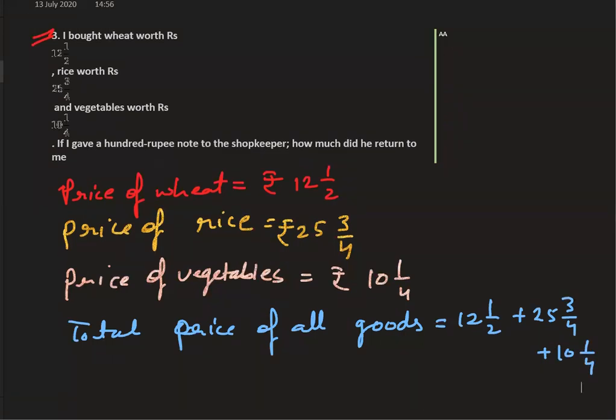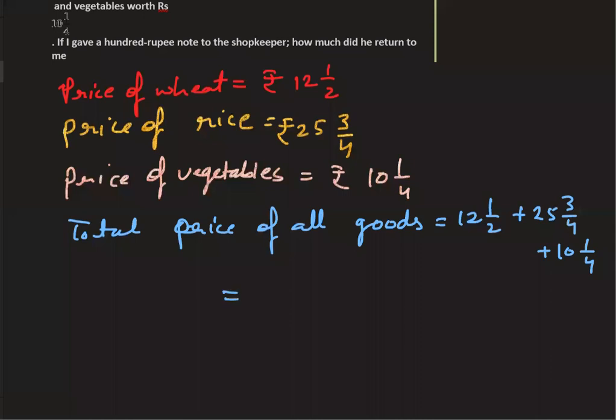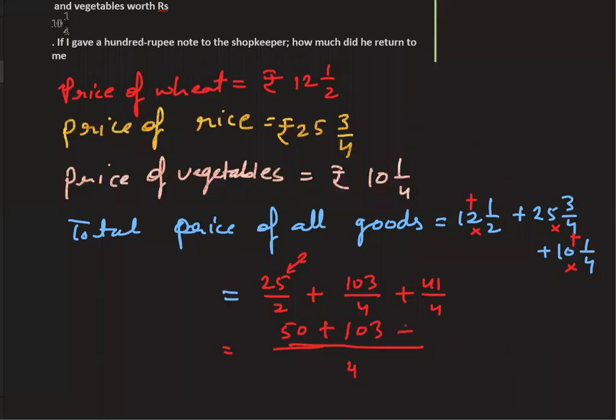Students, can you now add these three fractions? Yes, you can, because it's very easy. So 2 into 12 is 24, 24 plus 1, 25, 25/2 plus 4 into 25 is 100, 100 plus 3, 103/4 plus 4 into 10, 40, 40 plus 1, 41/4. So students, what is the LCM of 2, 4 and 4? What is the LCM of 2, 4 and 4? LCM is 4. So now 2 2s are 4 and 2 multiplied by 25 is 50 plus 103 plus 41.